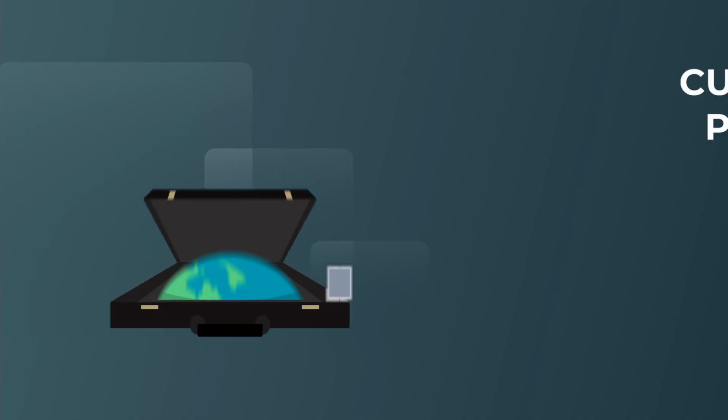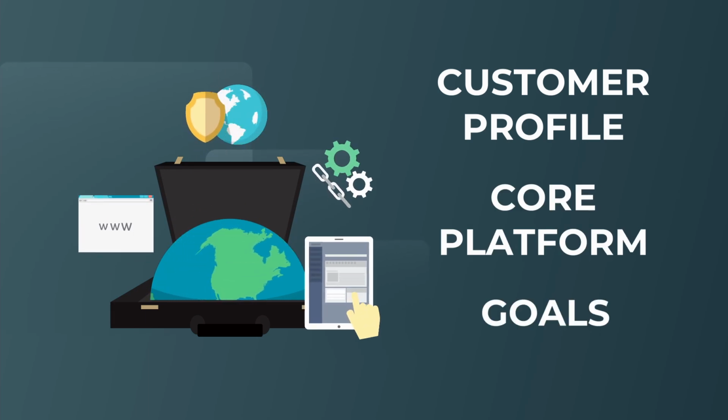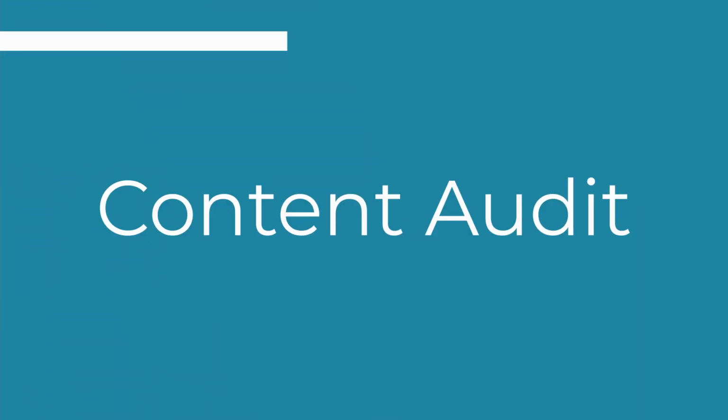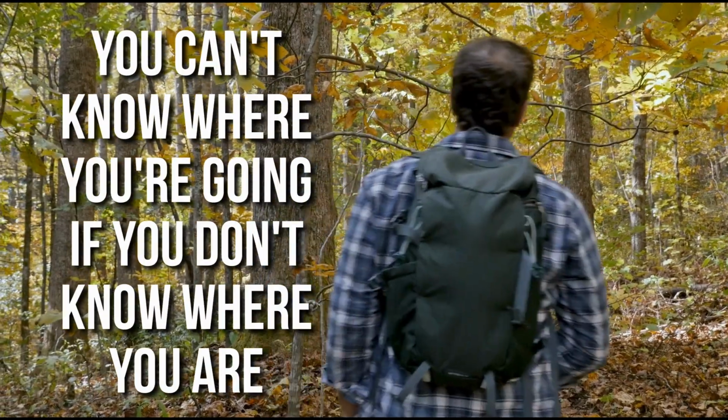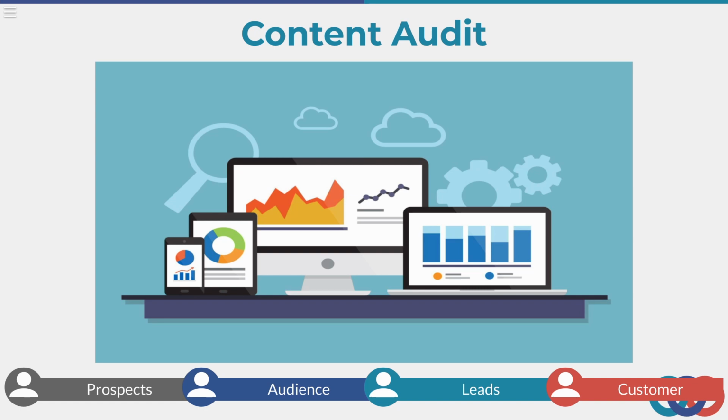So now that we've got our customer profile, core platform, and goals, or at least have started to think about what they could be, it's time to jump into the 6 steps of creating your content marketing plan. And first up, we have the content audit. You can't know where you're going if you don't know where you are. And that's why the first step of our content marketing plan is to conduct a content audit.